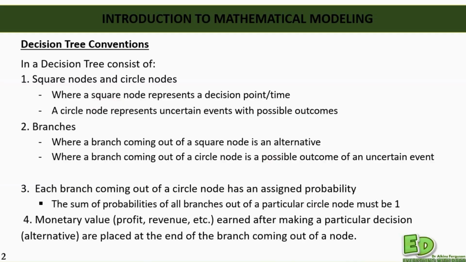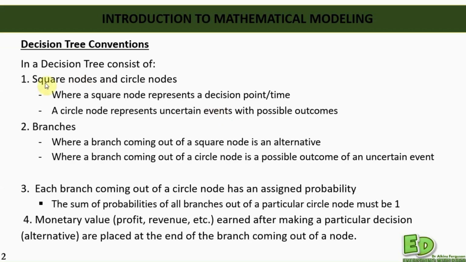We could also have what is called a circle node. A circle node represents uncertain events with possible outcomes. So this represents a portion where the statement has to do with probabilities. It is probable that the investment, or what we are building in question here, could be successful or unsuccessful.